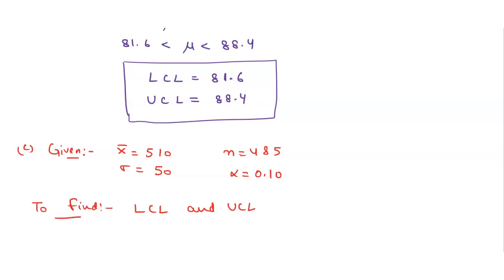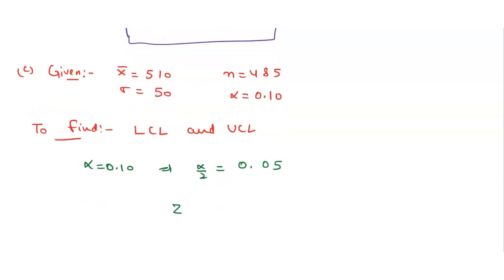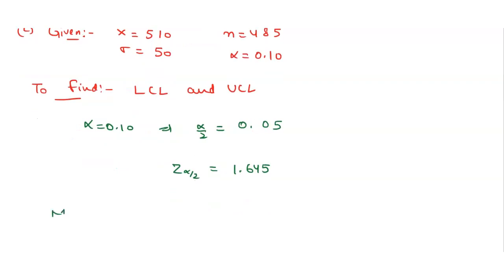Now, firstly we find alpha divided by 2, as our alpha is equal to 0.10, so alpha divided by 2 is 0.05. So Z alpha divided by 2 comes out to be 1.645. So for this we find margin of error.